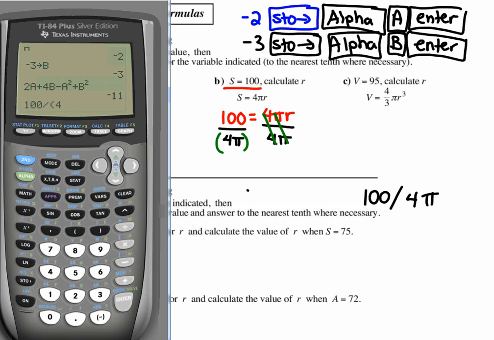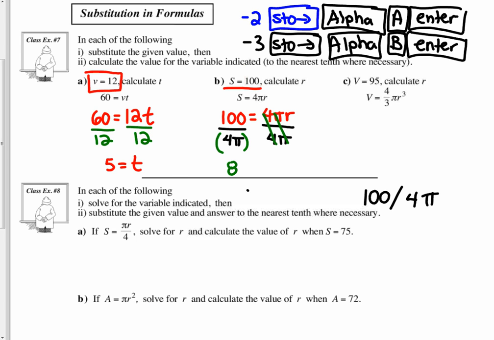4 pi. Okay? And so to the nearest tenth, what would that be? If we have 7.95, I want one decimal place. That means I look at the second decimal place. It is a 5, so does that round the 9 to a 10? So it becomes 8.0. You have to have the 0 if we want one decimal place. Okay?